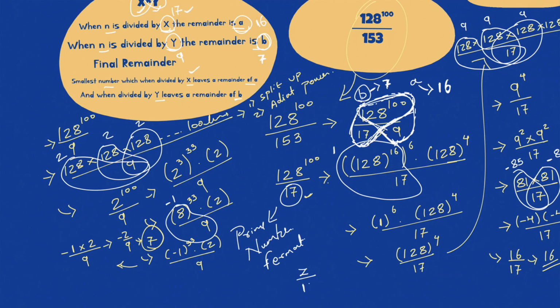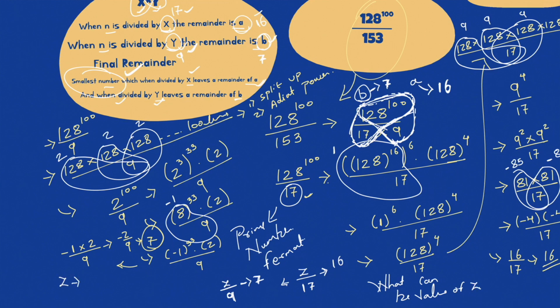If I say that number is z, if I divide z by 17, I get the remainder as 16. The same number z, when I divide it by y, which is 9, I get the remainder as 7. So what can be the value of z now? If we divide z by 17, the remainder is 16. If I divide z by 9, the remainder is 7, which means z is of the form 17m plus 16. It's a multiple of 17 giving a remainder of 16. It's a multiple of 9 giving a remainder of 7.